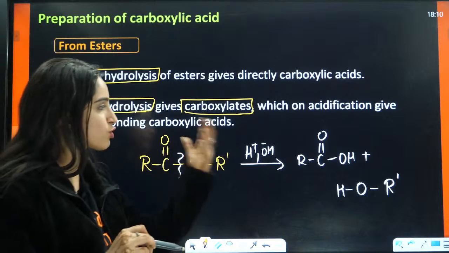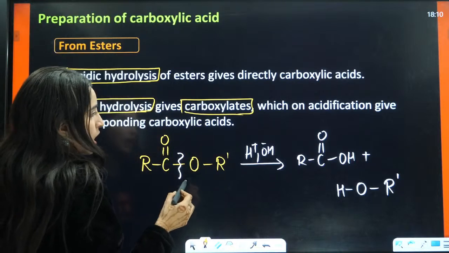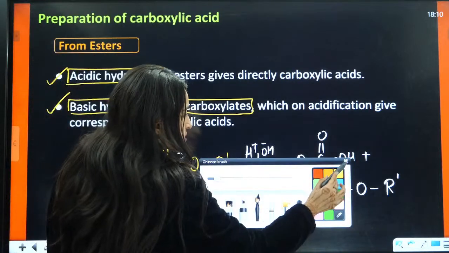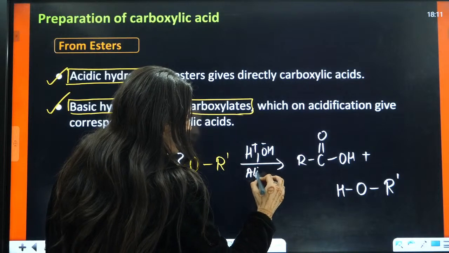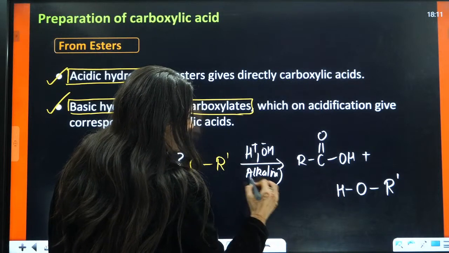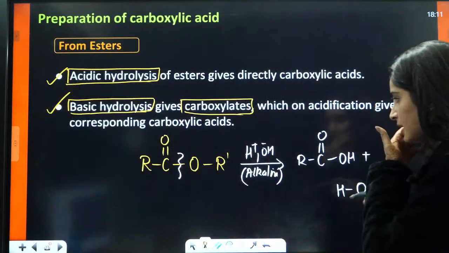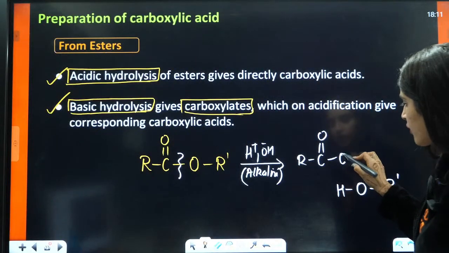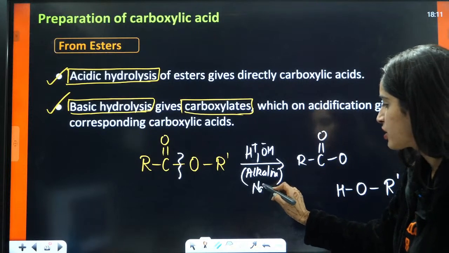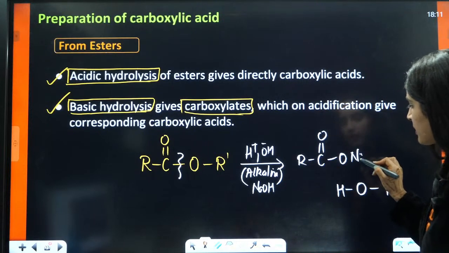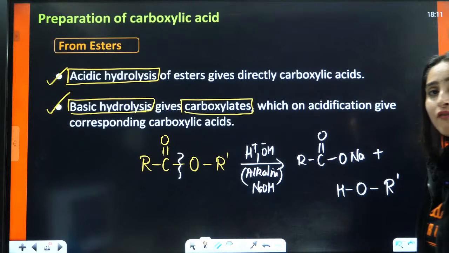Salt of carboxylic acid means, if you have basic hydrolysis here, that is alkaline, you are adding more base here. For example, if the base is NaOH, then you will have the formation of this salt if you have basic hydrolysis.